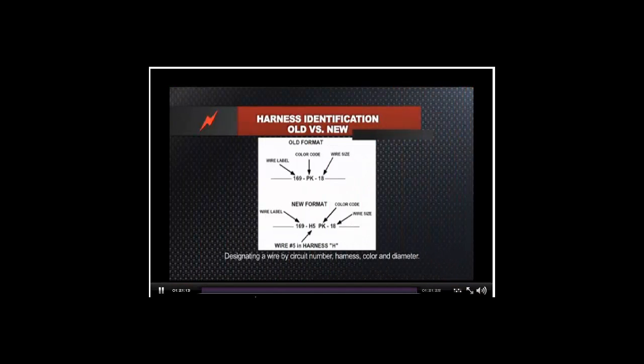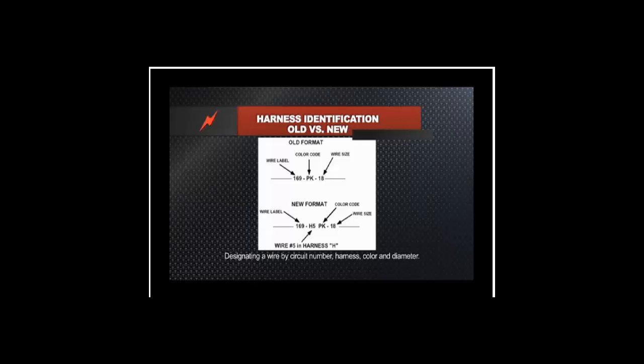Together with that, we have the color code, in this case a pink wire, and then of course the wire size, which is an 18 gauge wire. Designating a wire by circuit number, harness, color, and diameter seems to be the new way the manufacturers wish to identify the harnesses and their respective locations within the vehicle.